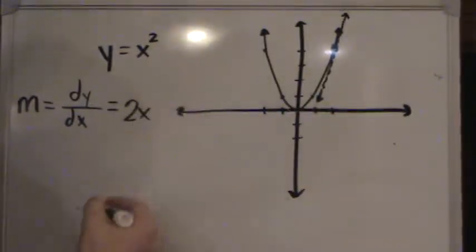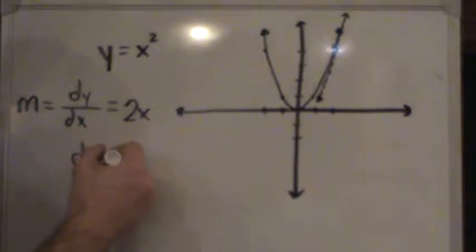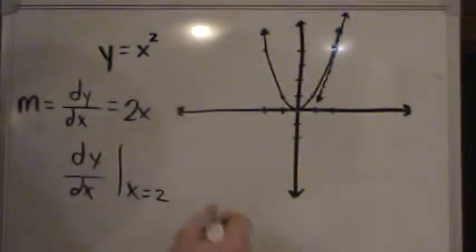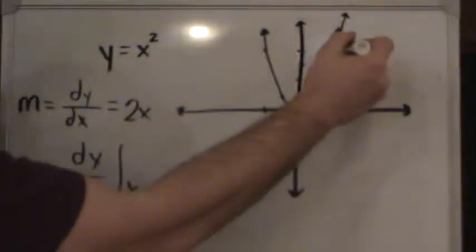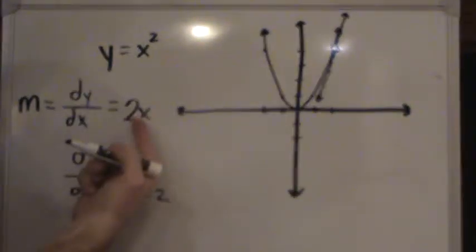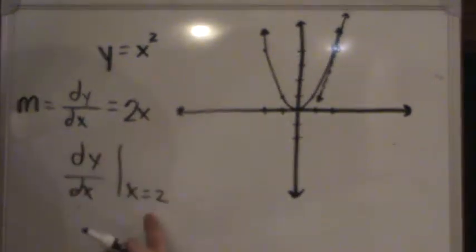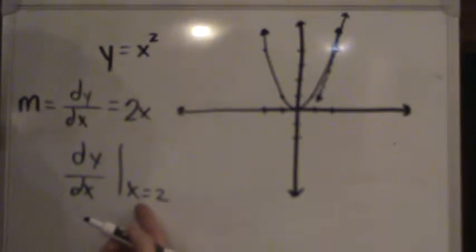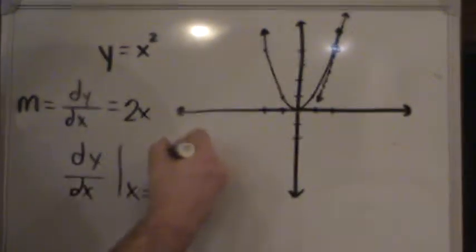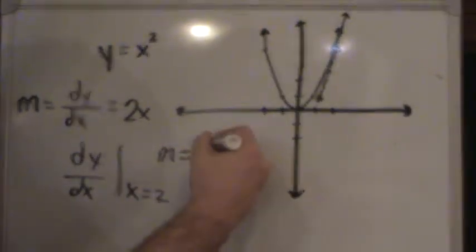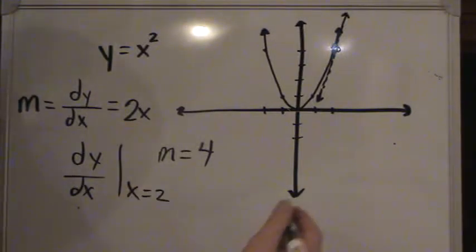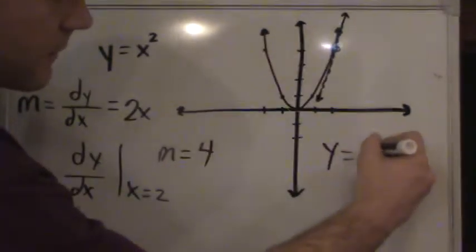So now, if I ask you for the derivative at x equals 2, that means right here at x equals 2, we're trying to find the slope of this tangent line. So we know here's the general equation for the slope of the tangent line, but now I give you a specific point, 2. So if I put this into the problem for x, I now know that the slope of my tangent line is 4.